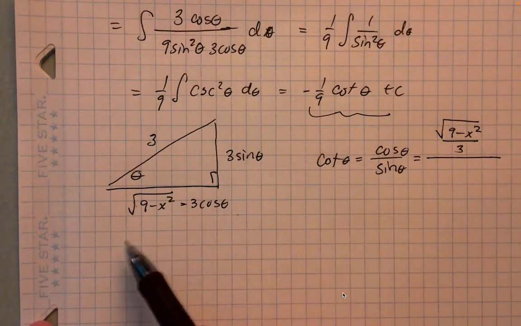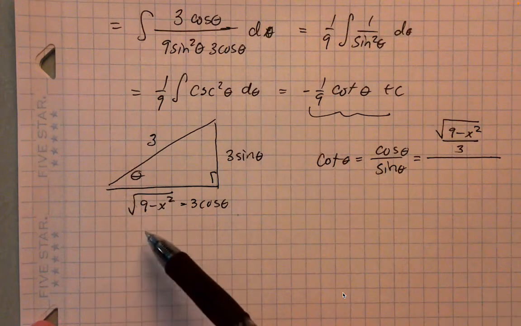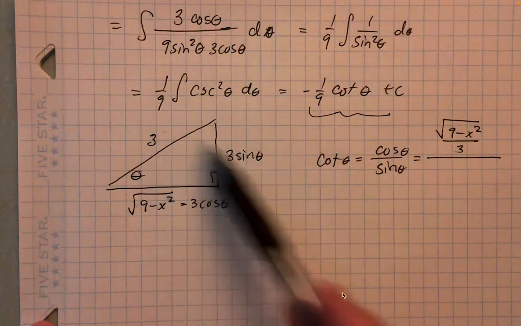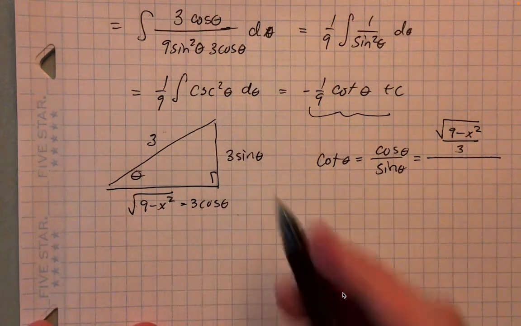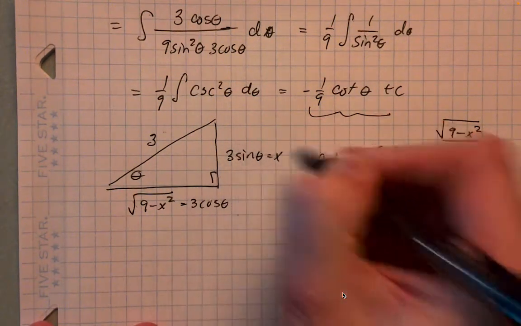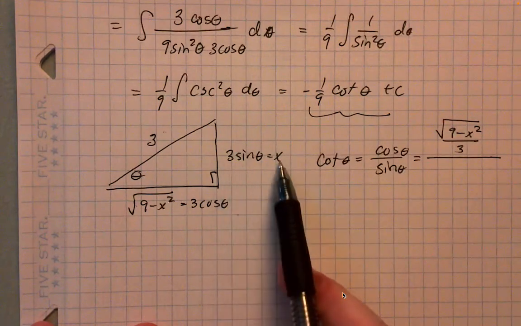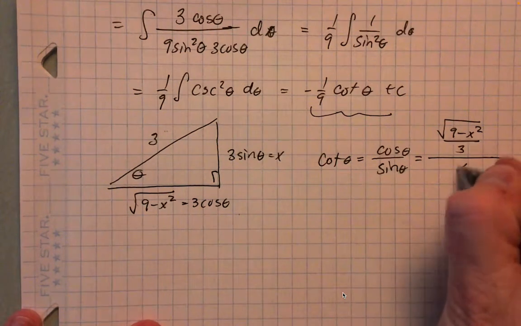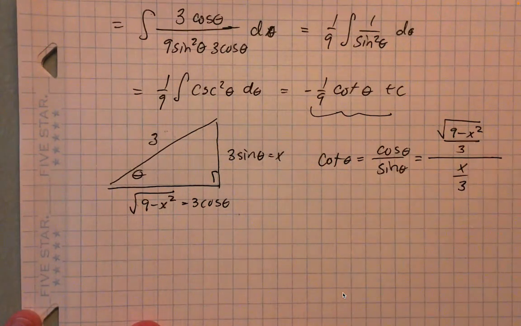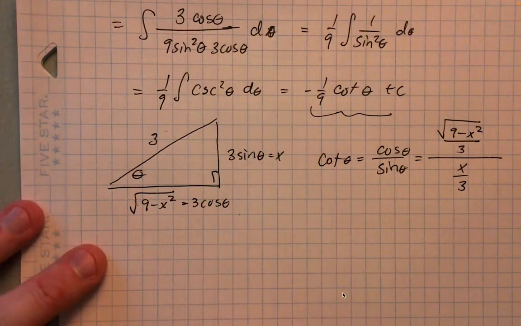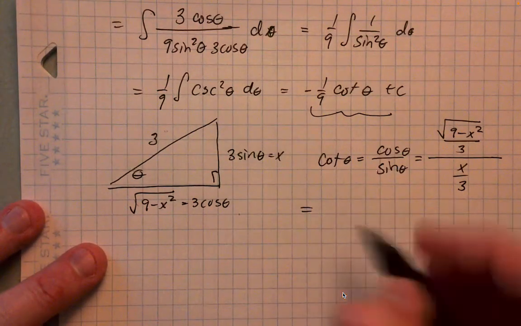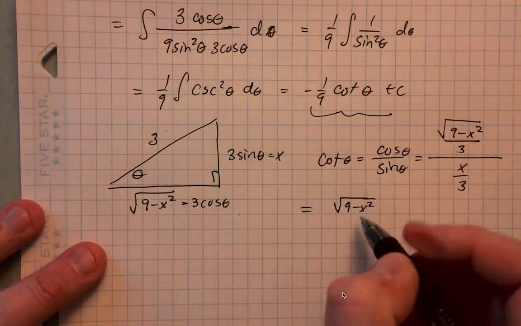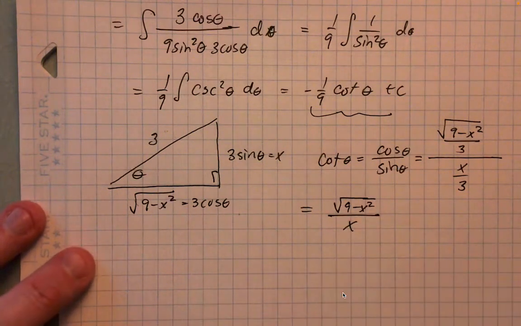And then the sine theta is going to be the opposite over the hypotenuse, right? I guess we should have written here that this is equal to x. Remember that our x substitution was 3 sine of theta. And so that's just going to be x over 3. Okay, so this whole thing, cotangent anyway, is equal to the square root of 9 minus x squared over x.